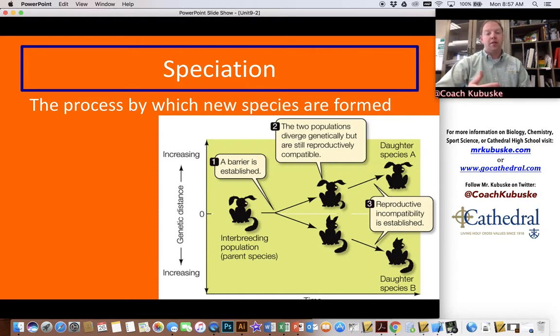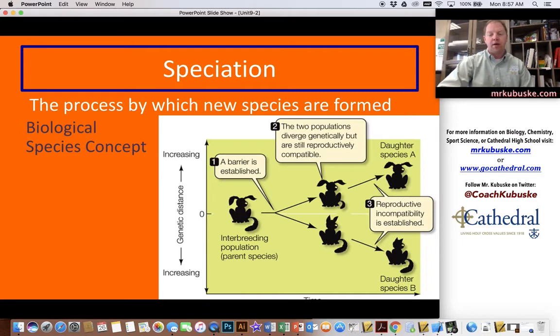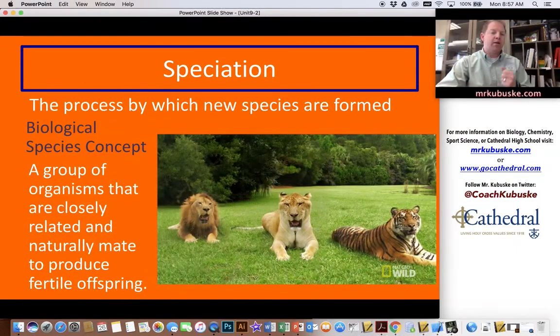Speciation is the process by which new species are formed. Again, you have one population, a barrier is produced, there's isolation that occurs, and now you get two different species that can no longer reproduce. And again, I keep using that phrase, no longer able to reproduce. That's based on the biological species concept.